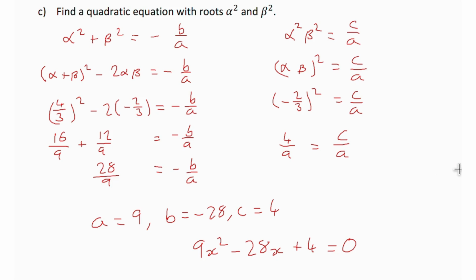So these examples show how, without knowing the roots, we can find a new equation that has related roots using the product and sum of the roots formulae for quadratic equations.